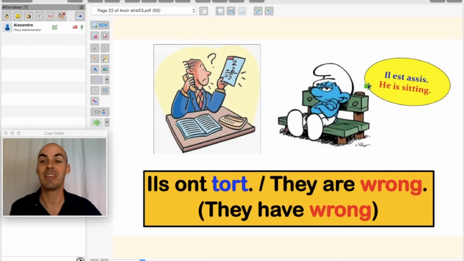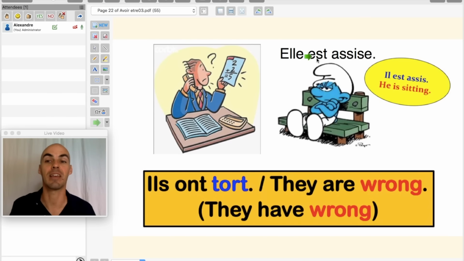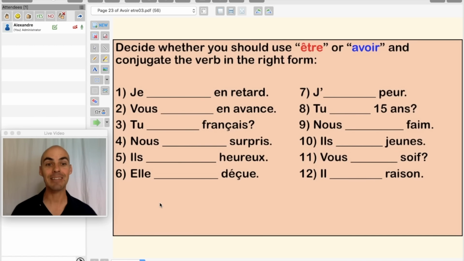He's sitting. Il est assis. She's sitting would be elle est assise. If I read it, I'll make the liaison. I say elle est assise. If I said to a friend in a conversation, I will not make that liaison and I will say elle est assise. She's sitting. Il est assis. We don't say the S. Il est assis. D'accord?